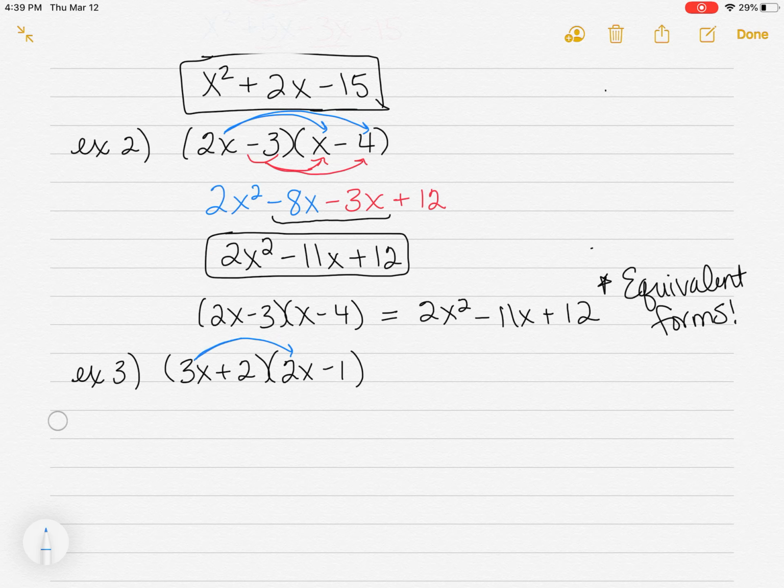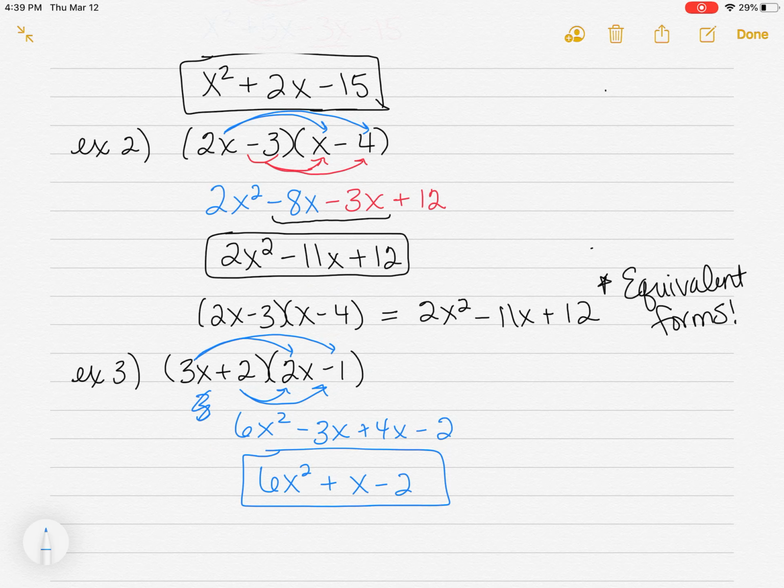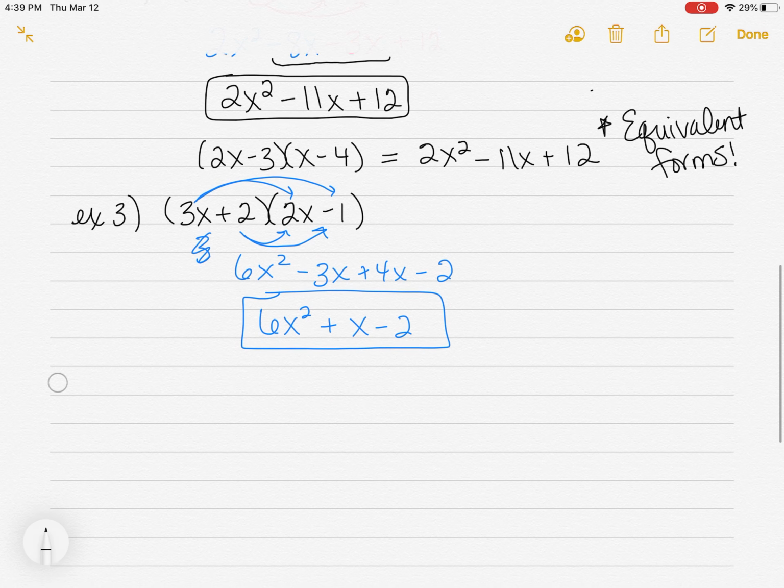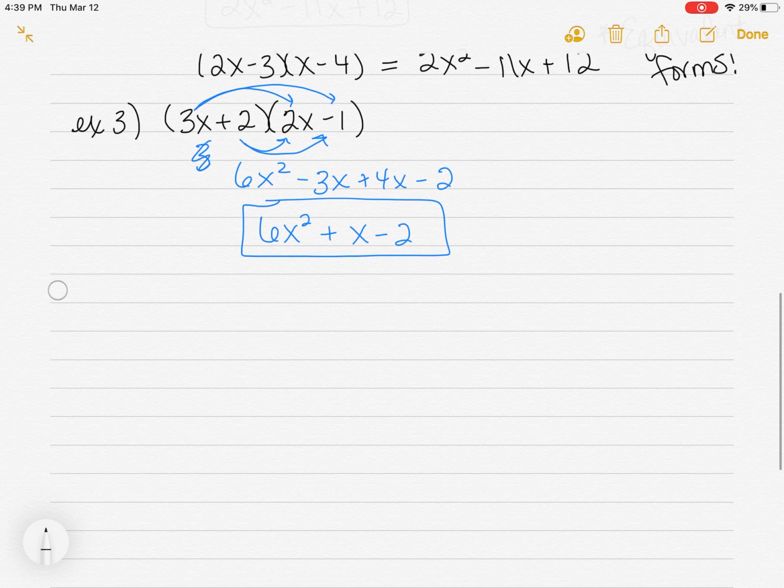All right, so distributing, I get 6x squared minus 3x, and then 4x, and negative 2, and so I get 6x squared plus 1x minus 2, and that is the answer. All right, so that's converting from factored form to standard form.